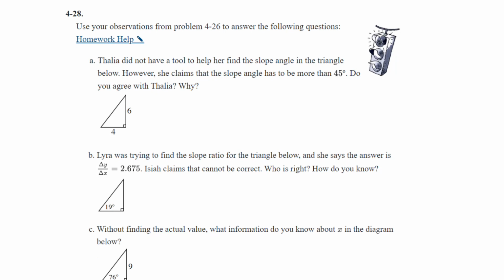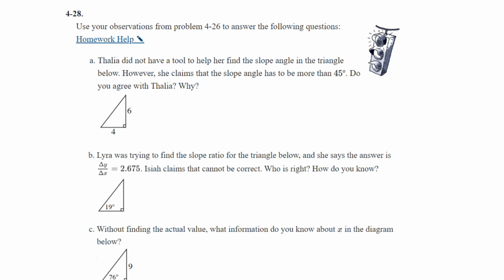Question 28. Use your observations from problem 4-26 to answer the following questions. So if you go back to your 4-26, that is your learning log. There were a couple different questions we answered at the end of class. Take a look at that and answer questions A, B, and C. Delilah did not have a tool to help her find the slope angle in the triangle below. However, she claims that the slope angle has to be more than 45 degrees. Do you agree with Delilah?